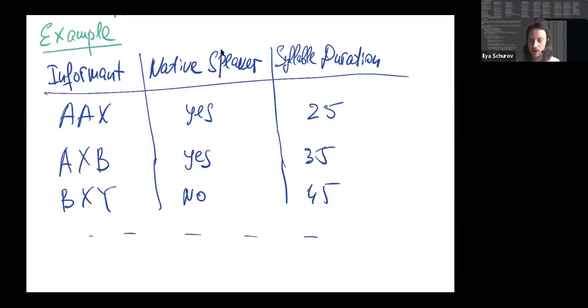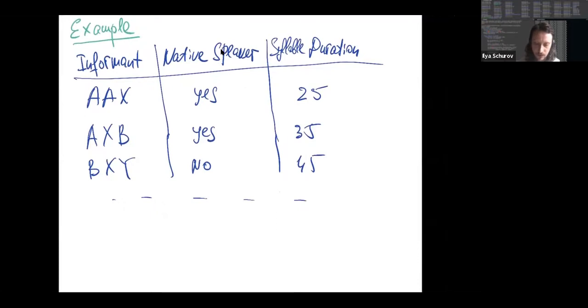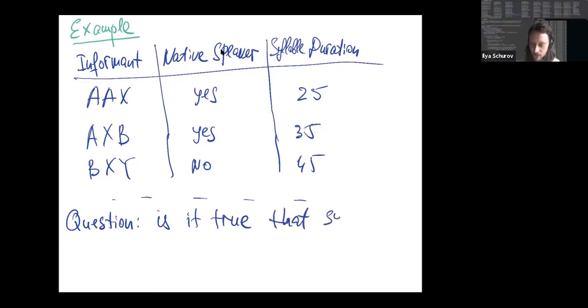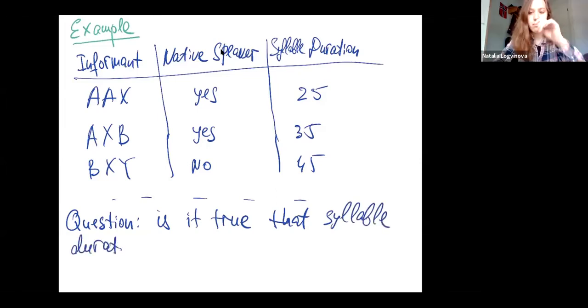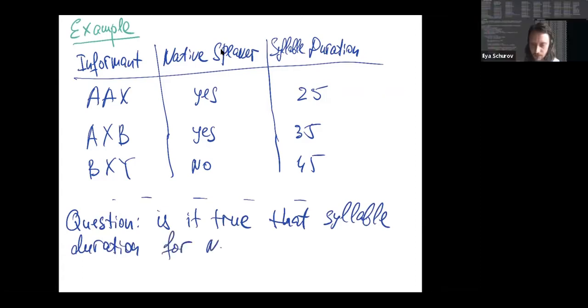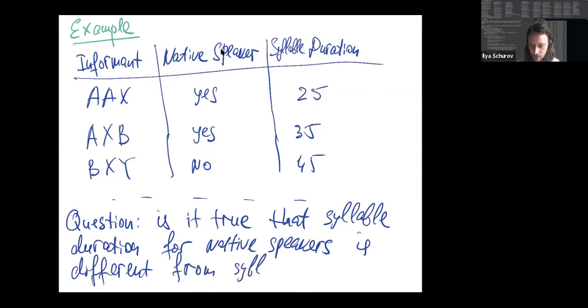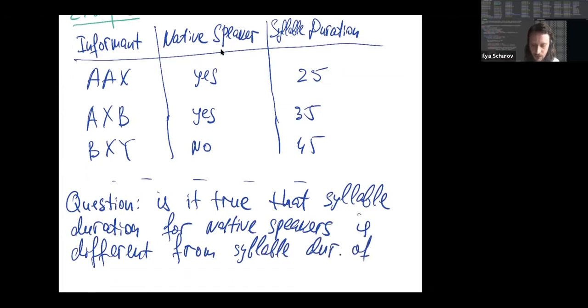So now assume that I want to test something like: is it true that syllable duration for native speakers is less than syllable duration for non-native speakers? So I want to ask a question. Is it true that syllable duration for native speakers is different from syllable duration of non-native speakers?